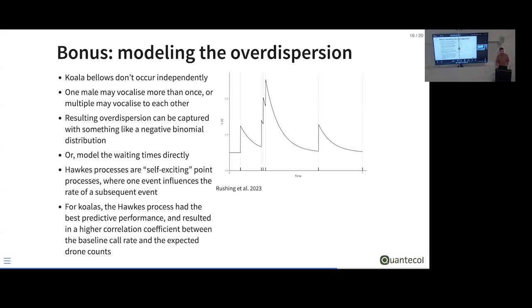So this was a nice way to capture mechanistically, potentially, some of the over dispersion that's present in the data. And nicely for me as a modeler, it turns out this model had the best predictive performance of all the models tested. And even the correlation coefficient of the site level call rate and drone counts went up when you accounted for this over dispersion. So it was a nice way to mechanistically describe some of the particular ecology underlying the over dispersion in the call rate, and it improved our estimates as well.